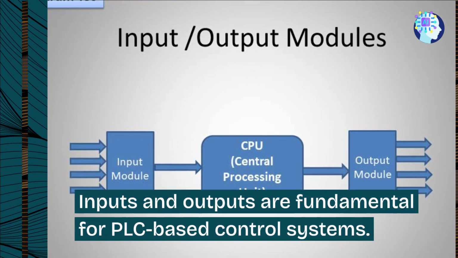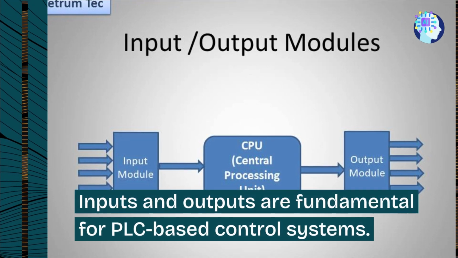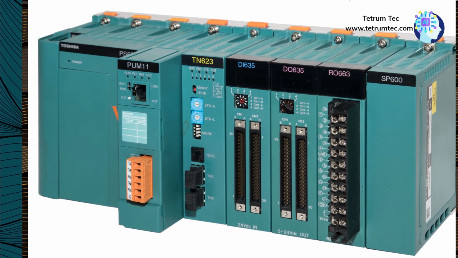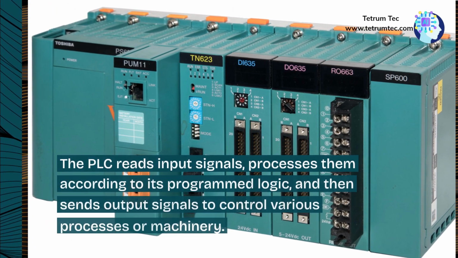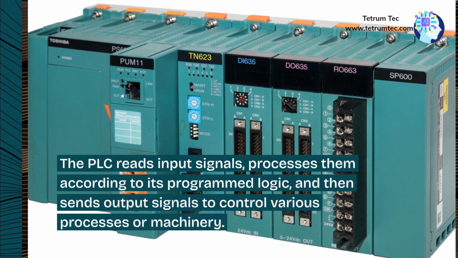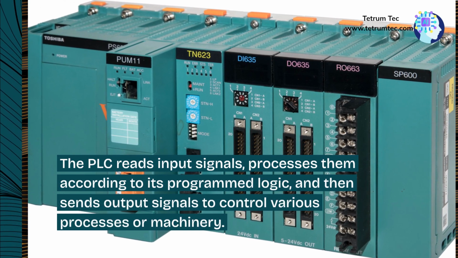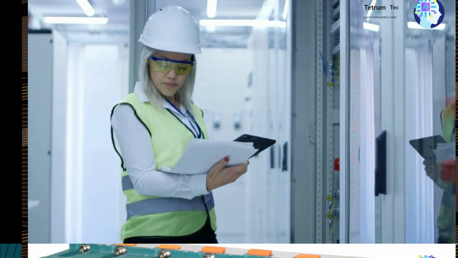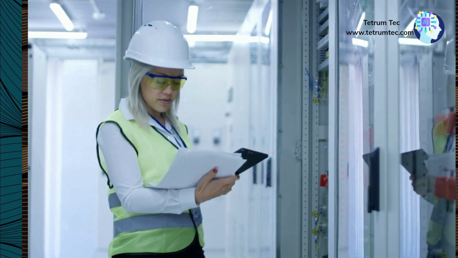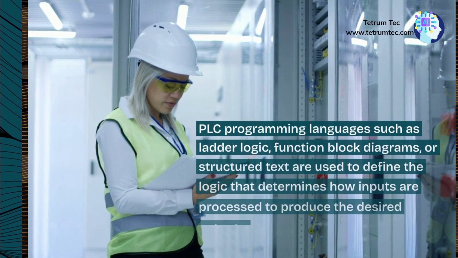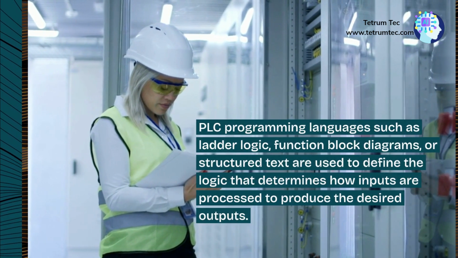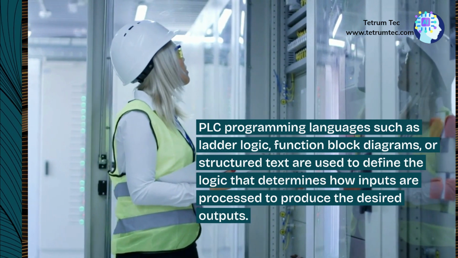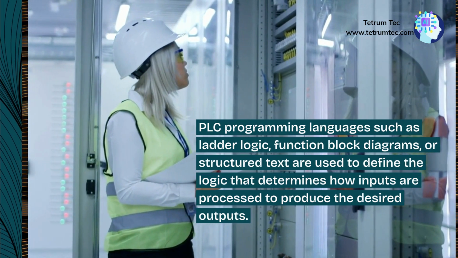Inputs and outputs are fundamental for PLC-based control systems. The PLC reads input signals, processes them according to its programmed logic, and then sends output signals to control various processes or machinery. PLC programming languages such as ladder logic, function block diagrams, or structured text are used to define the logic that determines how inputs are processed to produce the desired outputs.